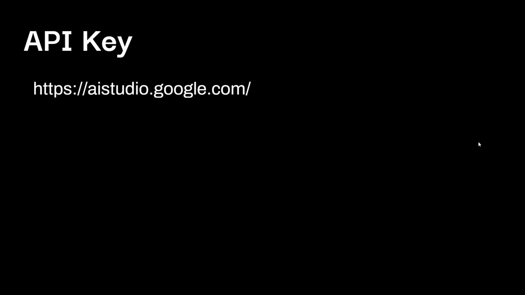And lastly, where do you get your API key? I'm going to show you how to do this in n8n. So aistudio.google.com. We're going to head to that website as well as open up n8n. So this is a good time to go over there and let's get started with this video.